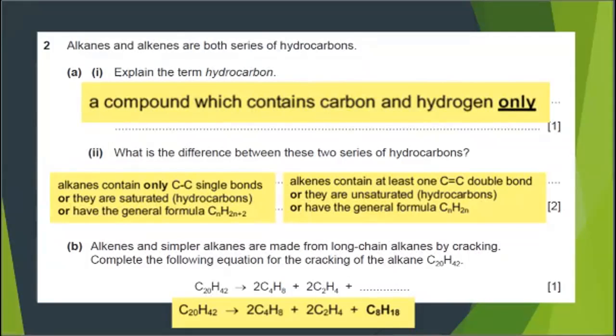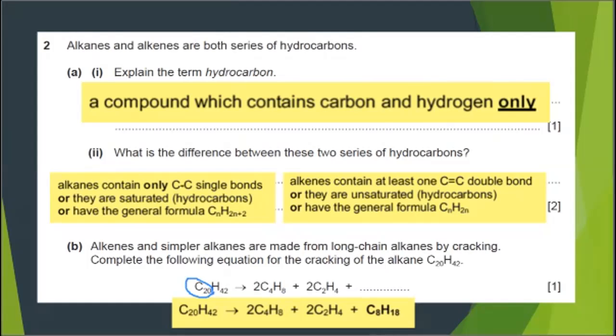Next question. Alkenes and similar alkenes are made from long chain alkanes by cracking. Complete the following equation for the cracking of the alkane C20H42. Now I want you to watch something here and for you to understand why I came up with the answer I did, right? This is 20 carbons.